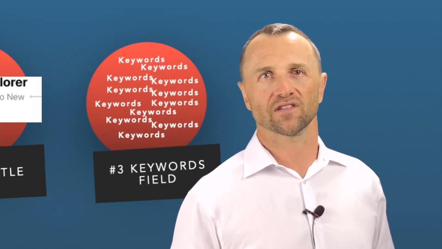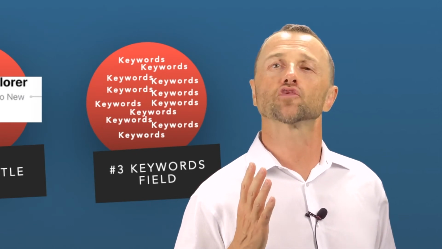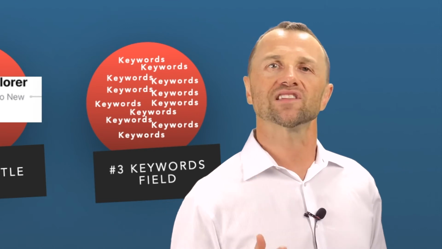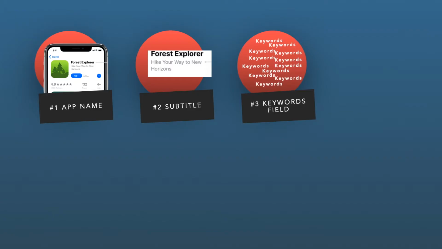3. The keyword field. The keyword field is accessible by the developers and it is where they can use up to 100 characters to specify terms or phrases that your app should show up for in search results. It is important to note that the keyword field has less ranking weight than the app name or subtitle, but it still has a huge impact on your overall App Store optimization.